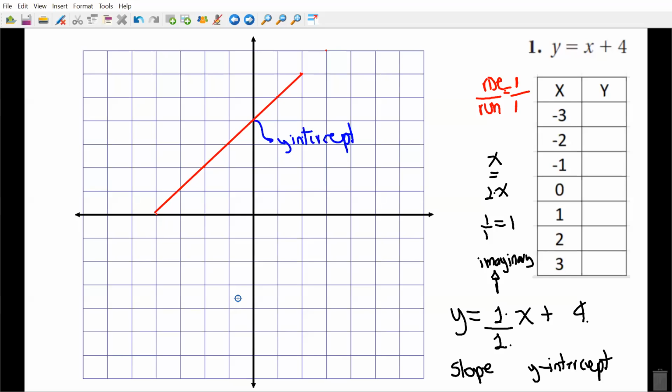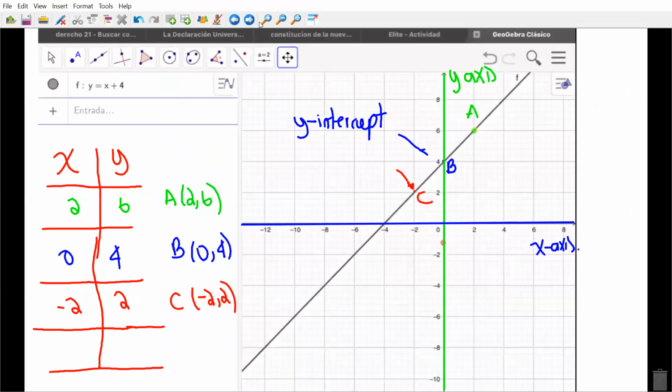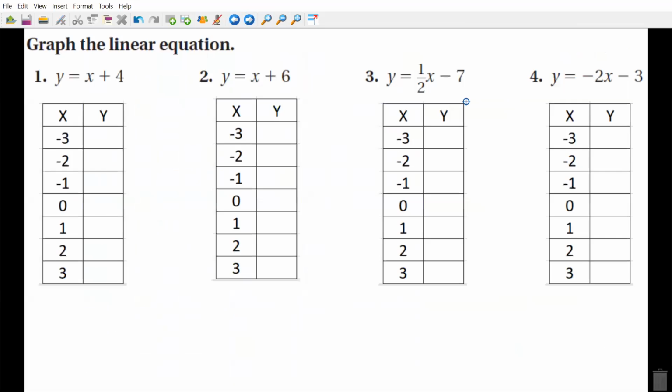But the run, is it always going to be 1? No. If you remember the exercise, sometimes it will be a fraction in the equation. Look at the exercise of Mr. Montoya. It was 1/2 x. Rise 1, run 2, right? So that's the difference.